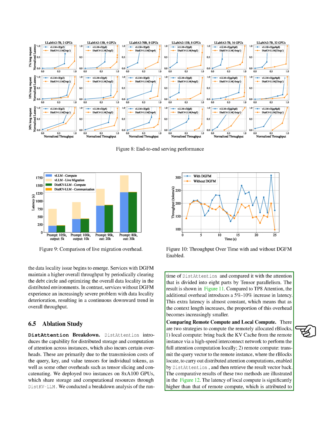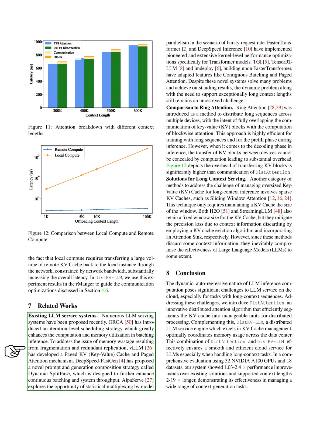In the section on related works, we discuss existing LLM service systems. Many LLM serving systems have been proposed recently. Orca has introduced an iteration-level scheduling strategy which greatly enhances the computation and memory utilization in batching inference. vLLM has developed a paged KV (key-value) cache and paged attention mechanism to address the issue of memory wastage resulting from fragmentation and redundant replication.